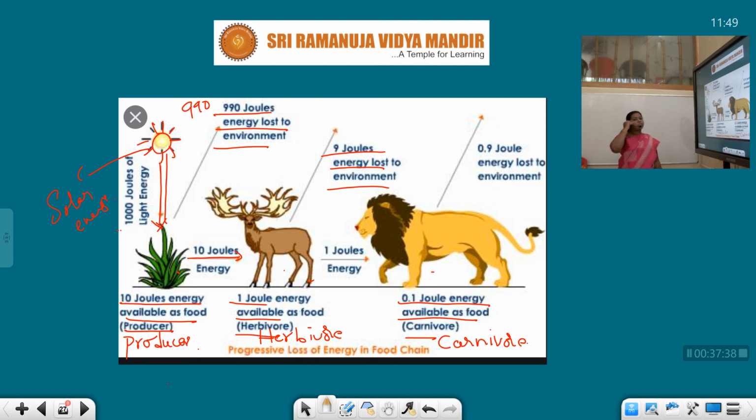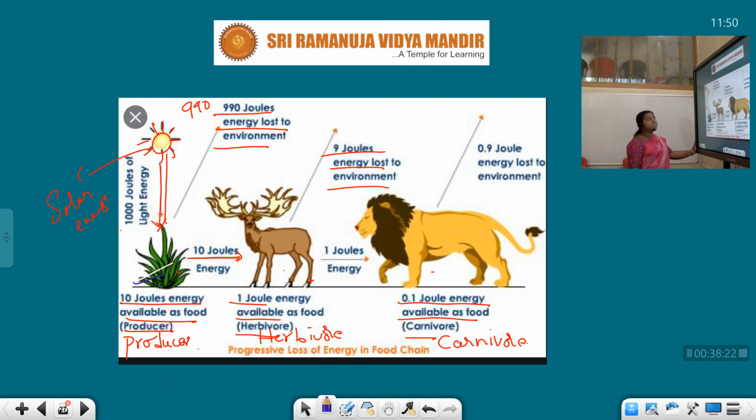Now, let us explain how this energy is going back to the environment. Here the plants are the primary producers, as you know very well. Next, here the dairy is there. Next to this, lion is there. For example, the sun is providing 1000 joules of energy to the plants. Plants are taking only 10 joules of energy out of 1000, and it is available as food.